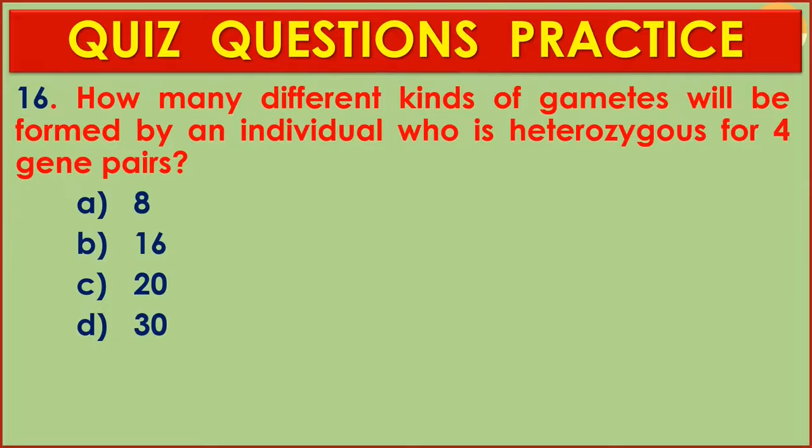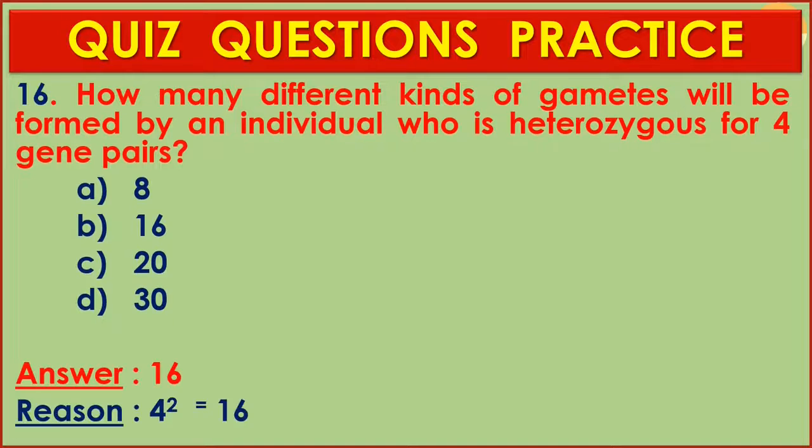How many different kinds of gametes will be formed by an individual who is heterozygous for 4 gene pairs? Options are 8, 16, 20, or 30. The correct answer is option B, 16.